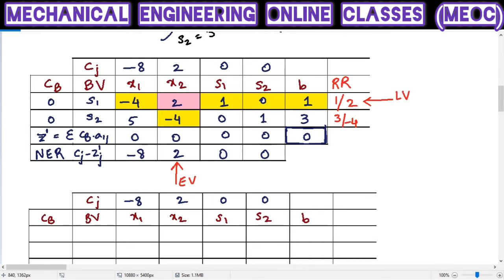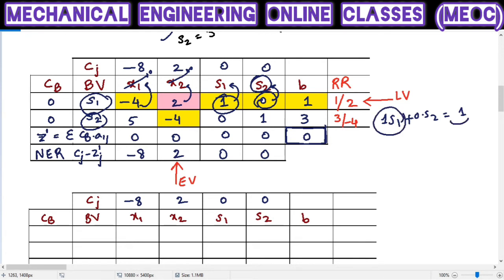If you write this down, it is -4 into x1 plus 2 into x2 plus 1 into s1 plus 0 into s2 is equal to 1. Because x1 and x2 are not part of the basic variables, these values are zeros. And the coefficient of s1 is 1, so it is 1 into s1 plus 0 into s2 is equal to 1. So everything else has become 0. It is straight away s1 is equal to 1.